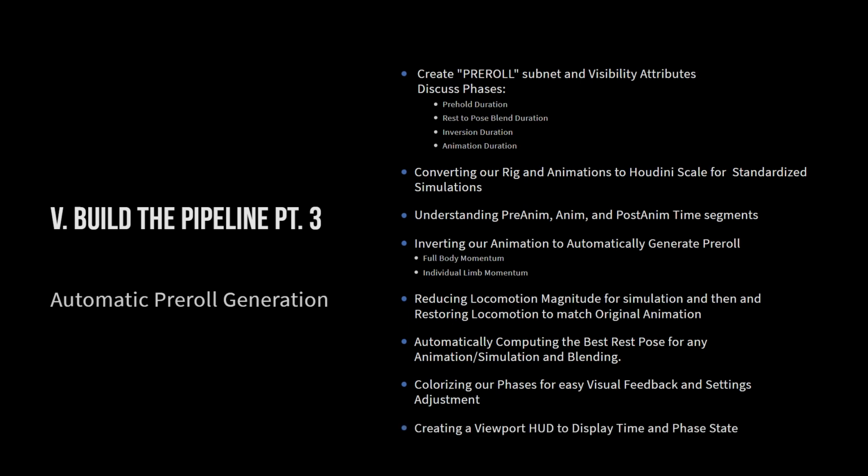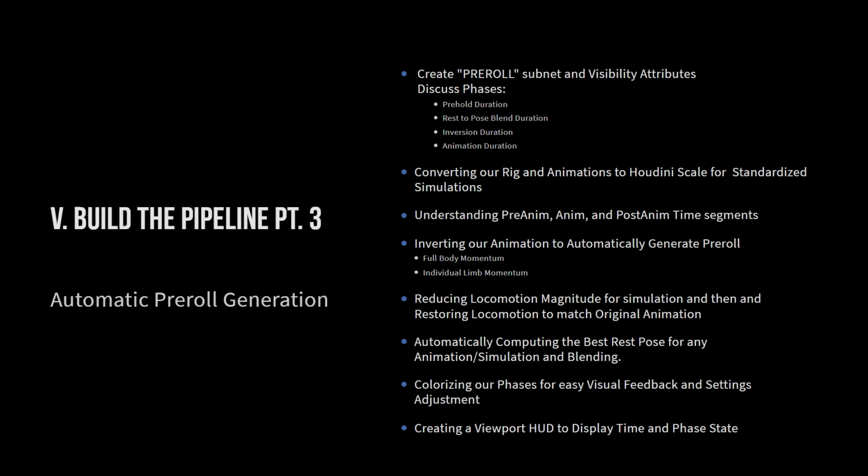All right, and the last thing that we're going to do is create a viewport HUD to display the time and phase state. This heads-up display is essentially going to be attached to the hips of our character and move with it through world space, and it's going to go hand in hand with colorizing our phases. The text that we're going to show is going to be the actual frame number, but based on when our animation starts. So we can essentially see a negative number counting up to 0, and then frame 1 will be frame one of the actual animation.